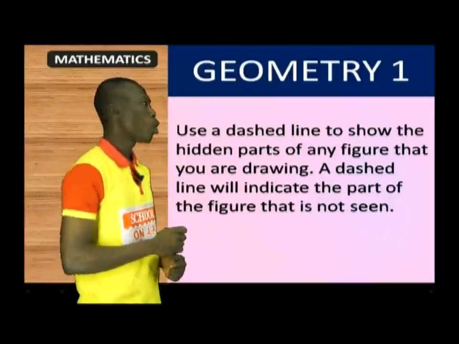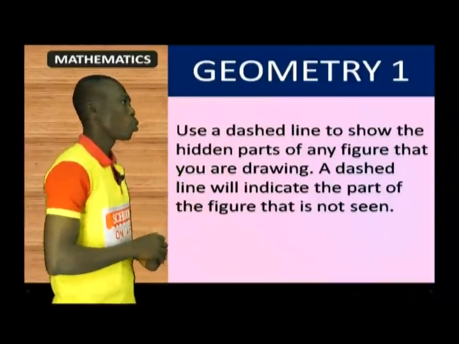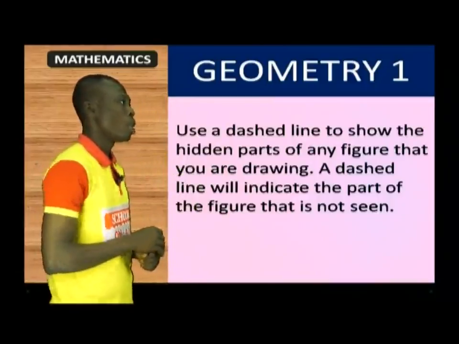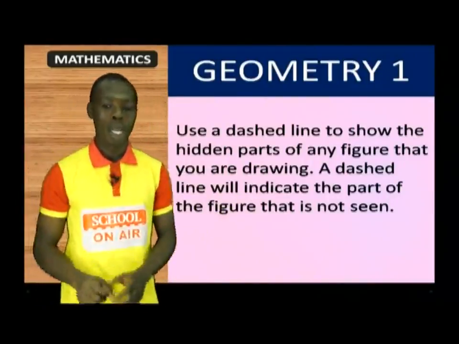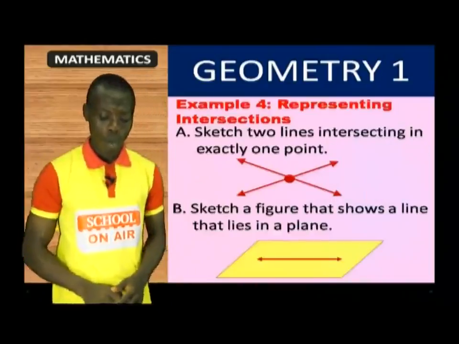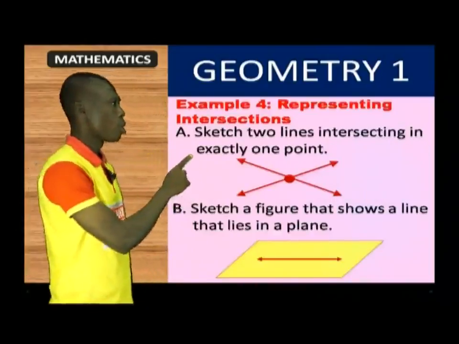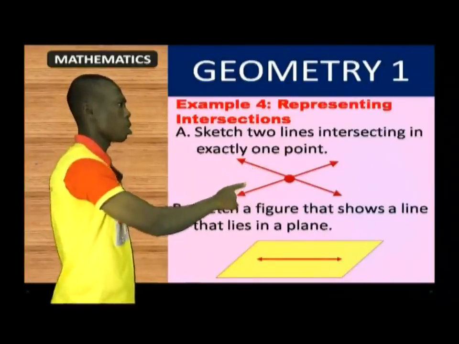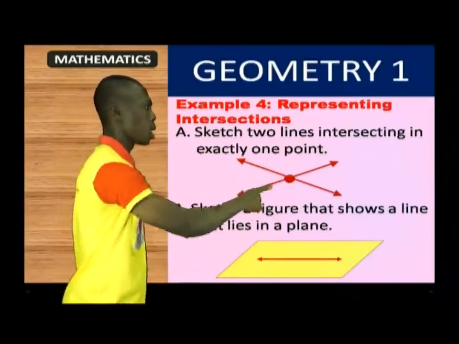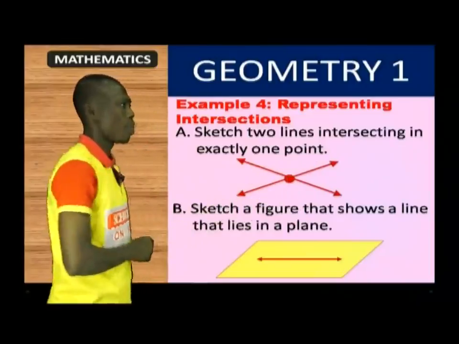And then make sure you always use a dashed line to show the hidden parts of any figure that you are drawing. A dashed line will indicate the part of the figure that is not seen. And quickly, we're going to take a look at this one. Sketch two lines intersecting in exactly one point. So that's it, a line and another line intersecting at a point here.